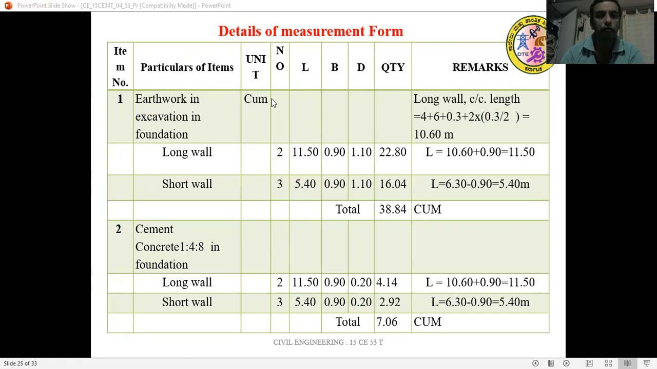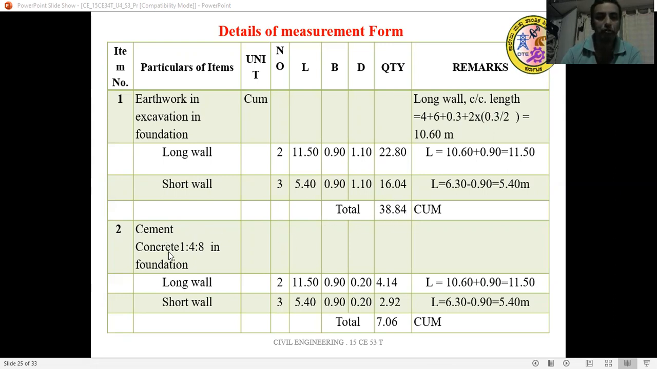The unit of the quantity is cubic meter. You have to calculate the long wall quantity and short wall quantity separately. Number of long walls is equal to 2. True length is calculated as 11.5. Here you have to calculate the 11.5, which is the true length. Breadth of the excavation into depth of the excavation, you will get the quantity. Similarly, you have to calculate the short wall length as 16.04. Finally, the total quantity of excavation is 38.84.